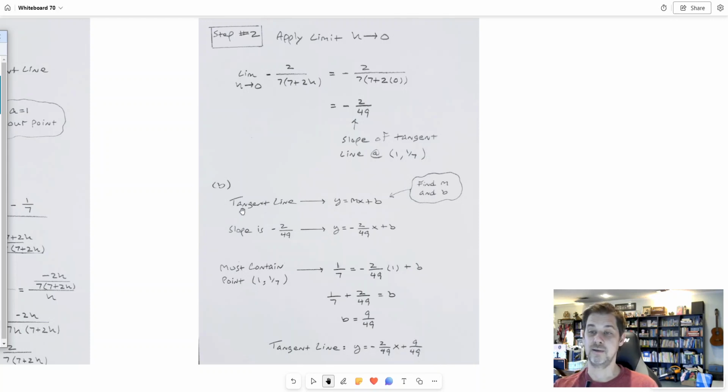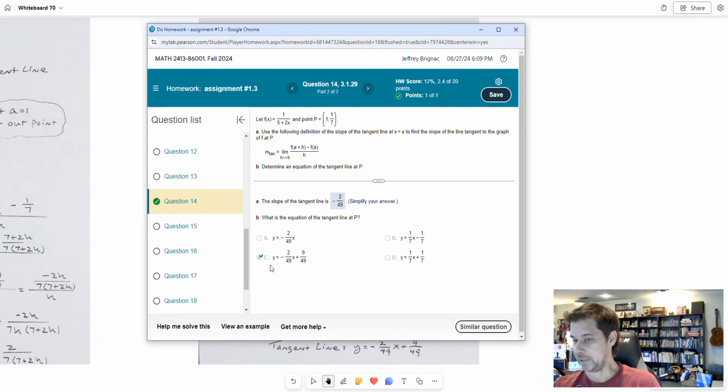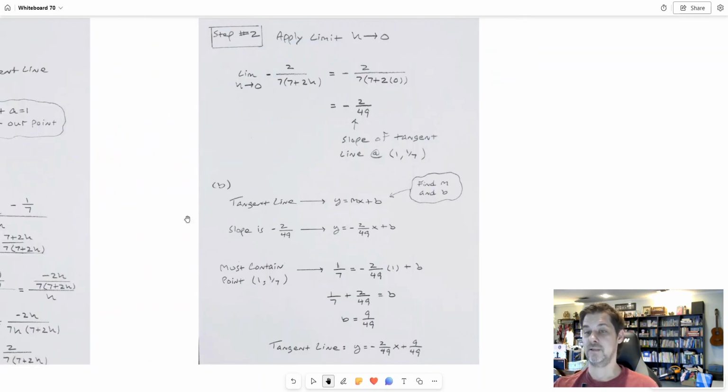See how I did it? I know the tangent line takes this form. I know the slope is this because I just found it, and I know it goes through this point. Three things and you've got it. So then I would select C for my answer. It's the only one that matches what I got. So that's how you use this formula to calculate the slope of the tangent line, and part B, find the equation of the tangent line.